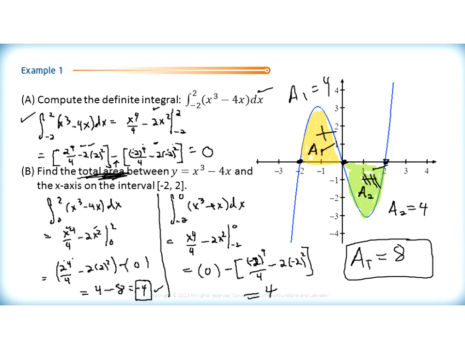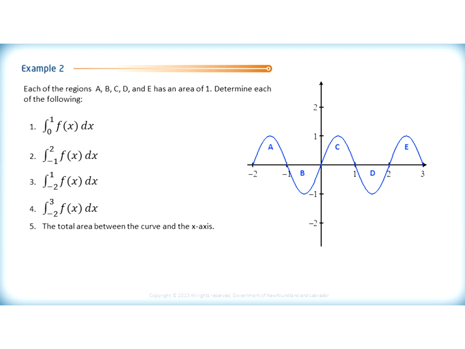Let's try and figure out this next example. I like this one, it's fun. This is actually a graph of y equals sine of pi x, but we don't really care about that today. And it says, on this graph, all of the regions, A, B, C, D, and E, that we have labeled here, all of those regions have an area of 1 unit. And it says to determine each of the following things.